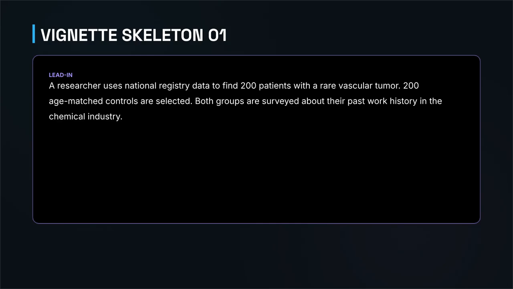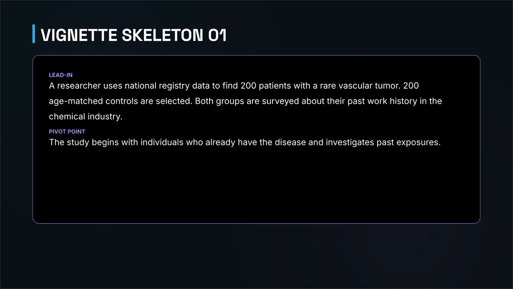Lead in. Researchers identified 200 patients with a rare vascular tumor and 200 age-matched healthy volunteers. They review medical records to assess prior factory work history. Pivot point. The researchers started the study by separating patients based on the outcome, which is the rare vascular tumor. Discriminator. The question asks which of the following is the most appropriate measure of association for this study.